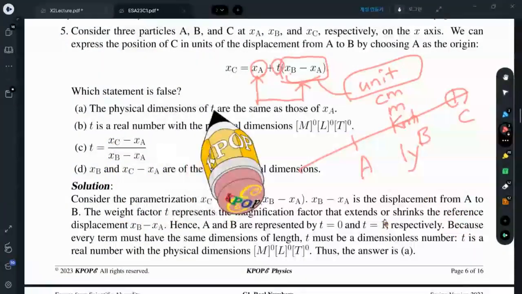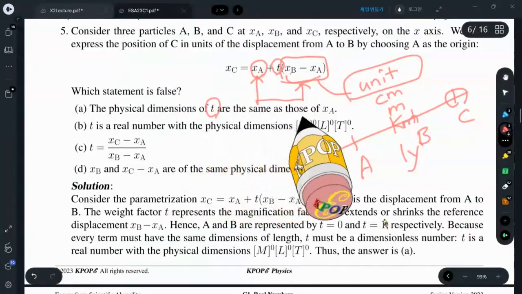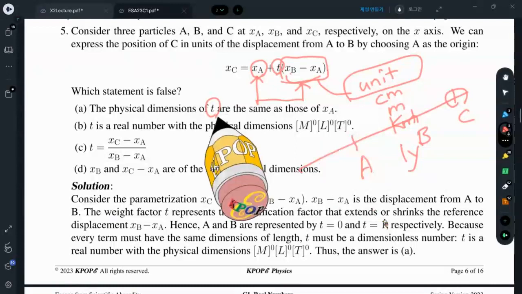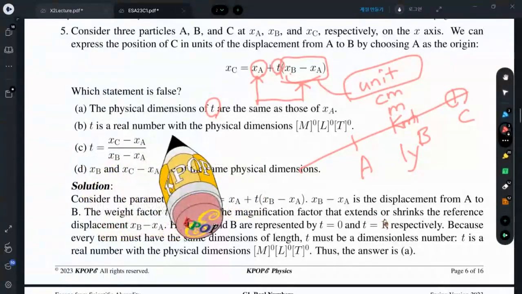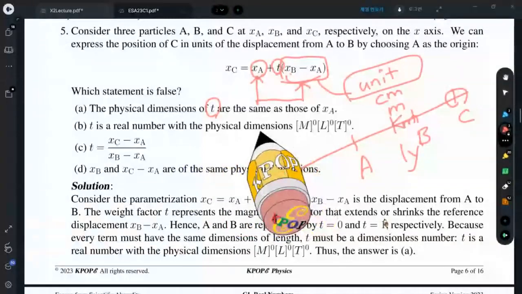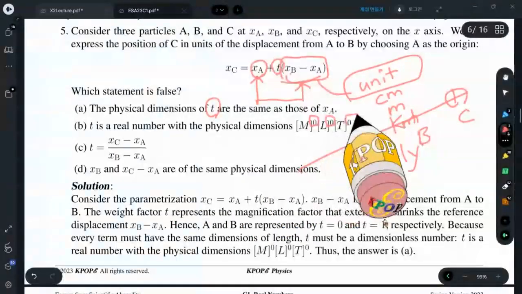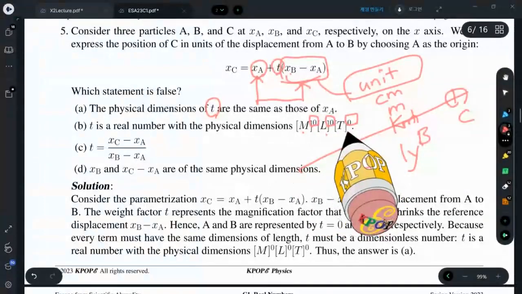The physical dimensions of T, right now this T is not time, but a single parameter, the same as those of XA. No, not at all. This is a pure number. T is a pure number that must not carry any power on top of mass, length, and time. Okay, dimensionless.